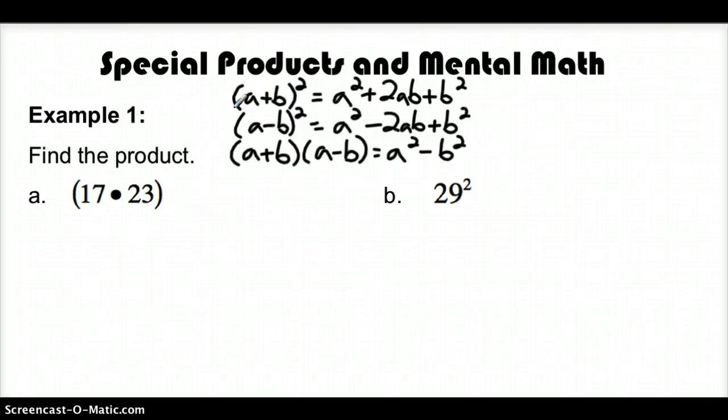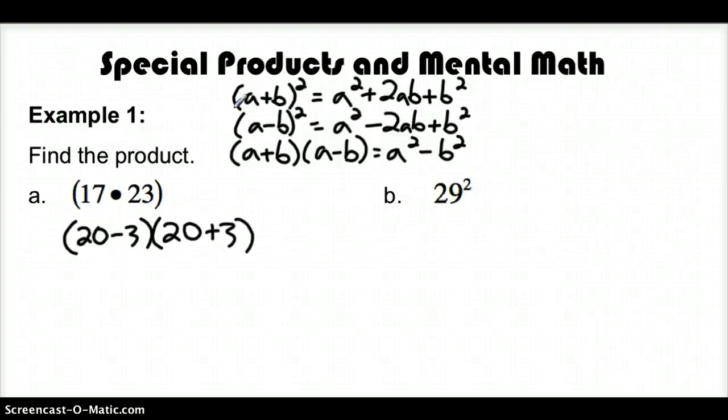Let's take a look now. The number 17 and the number 23. I can actually write this as 20 minus 3 times 20 plus 3. We have to look at this problem and see which pattern it follows. It looks like a sum and a difference, so this is the one I want to use. Really, 20 is my a term and 3 is my b term.